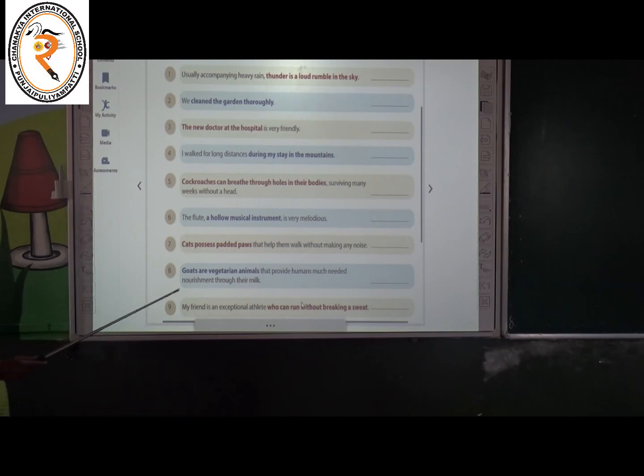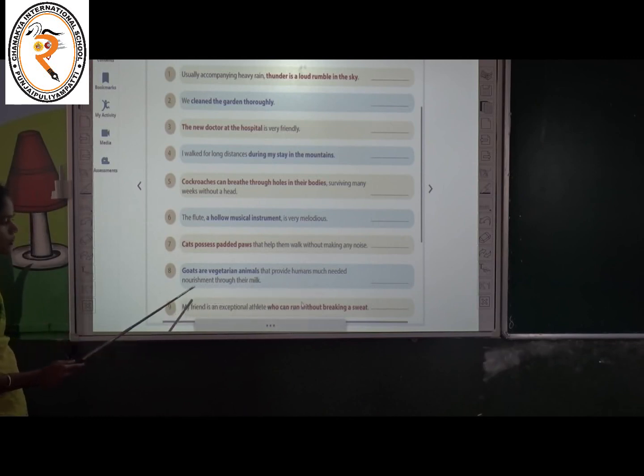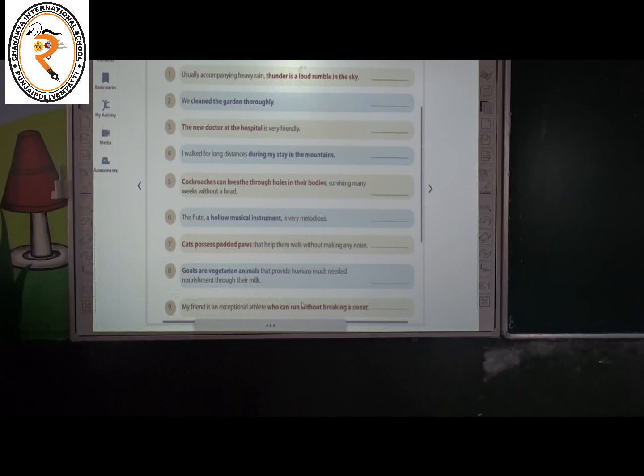And the eighth one: goats are vegetarian animals that provide humans much needed nourishment through their milk. See the highlighted part: goats are vegetarian animals. Is it a phrase or clause? It is a clause. Why? Because it gives a complete meaning.